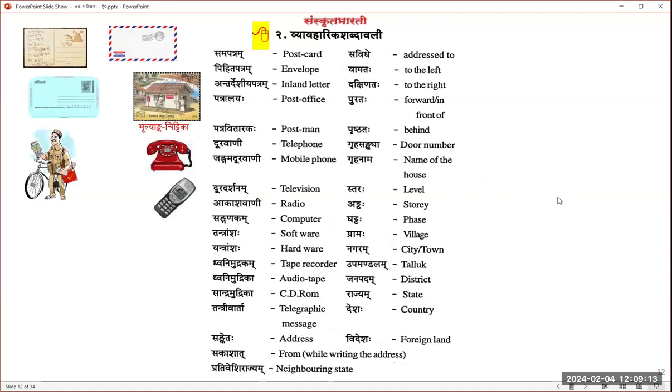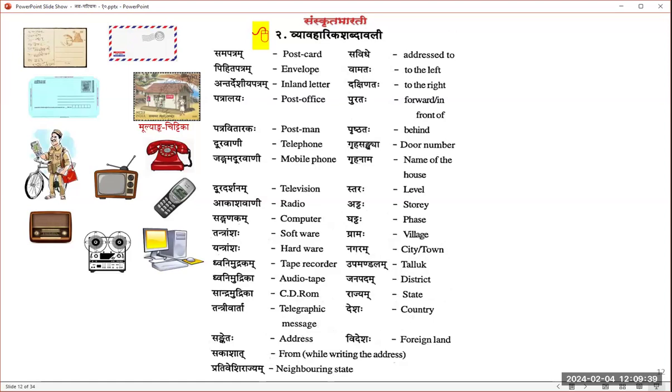Doordarshanam, television. Akashvani, radio. Sanganakam, computer. See, some ganakam. See that makara, some makara has gone into Varga Panchamanga. So what is this? Good counter. Good counter is computer. Tantranshah, software. Yantranshah, hardware. Good, no? Software is tantramshaha.